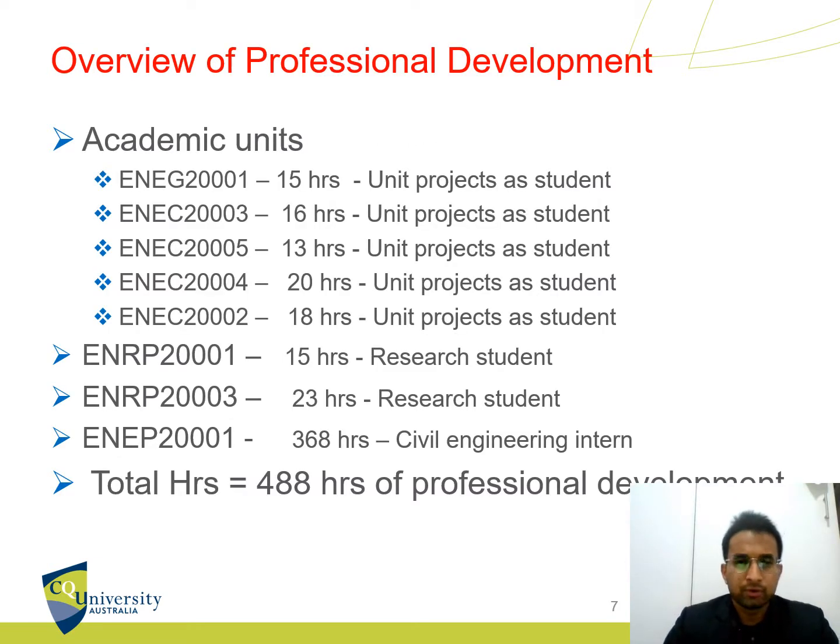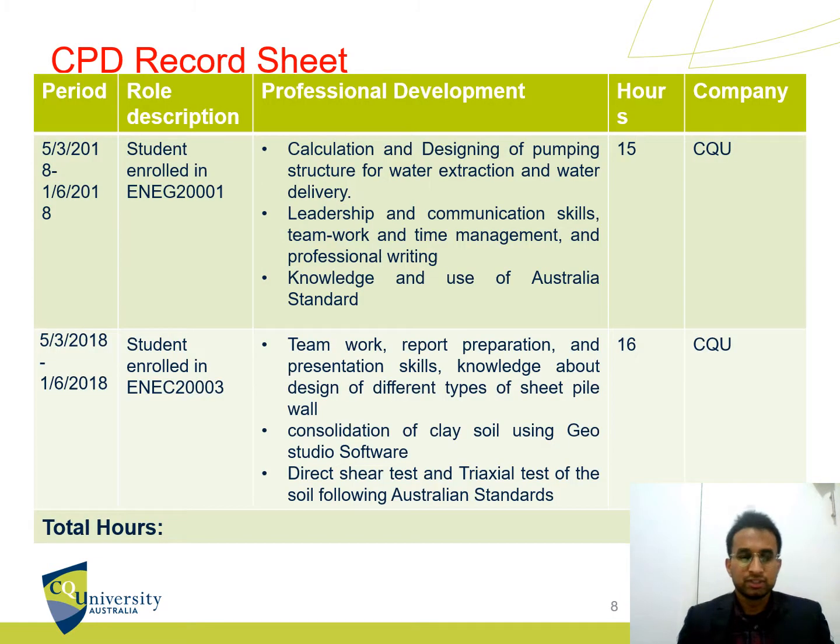This is the overview of my professional development. The hours obtained from academic, research and internship are in total 488 hours, as given here. This is a CPD record sheet where I have provided the paid role description, professional development, and hours, as well as the company where I obtained my professional development.